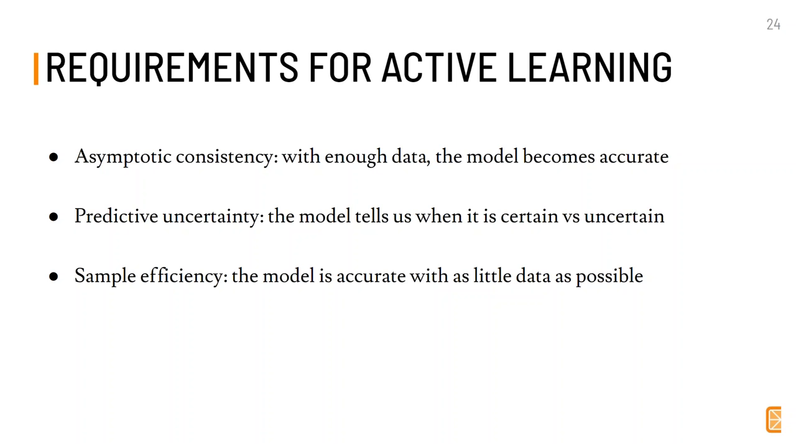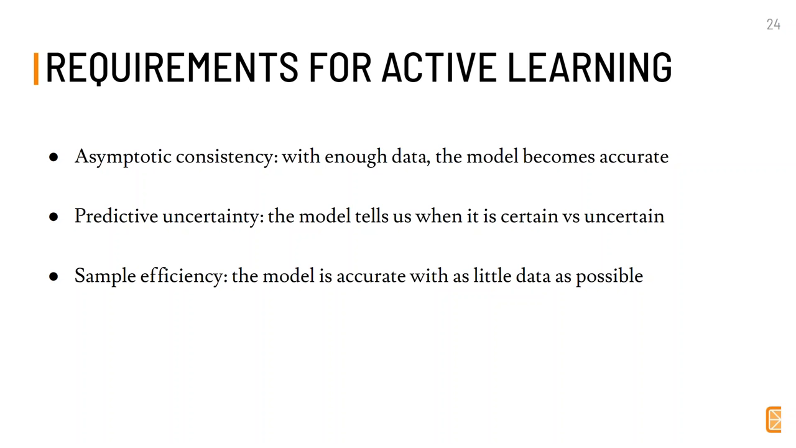The second property is predictive uncertainty. It's really helpful for the acquisition function if the model has some notion of how certain or uncertain it is about predictions, so that I can say, I don't know, maybe we should collect more data over here versus I'm sure that this isn't going to work. The last thing is sample efficiency, and it's last. This is an ordered list, even though it's bullet points, I apologize. Given asymptotic consistency and good predictive uncertainty, then obviously we want the model that's the most accurate with as little data as possible.